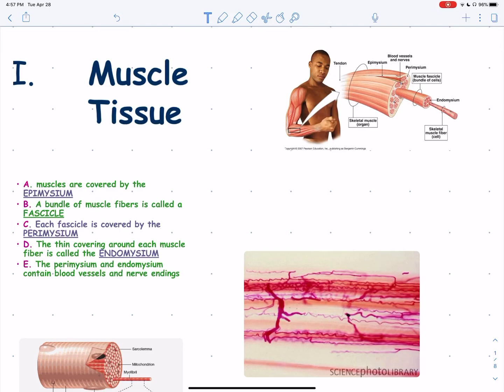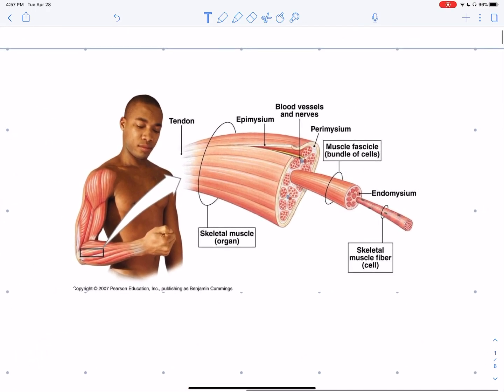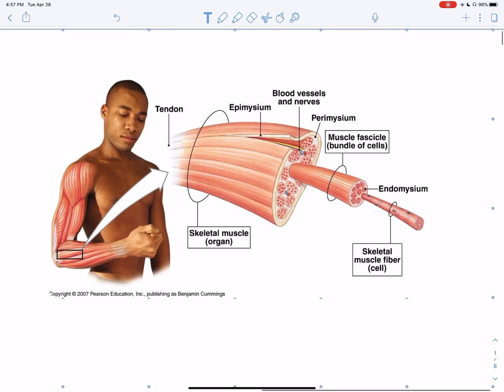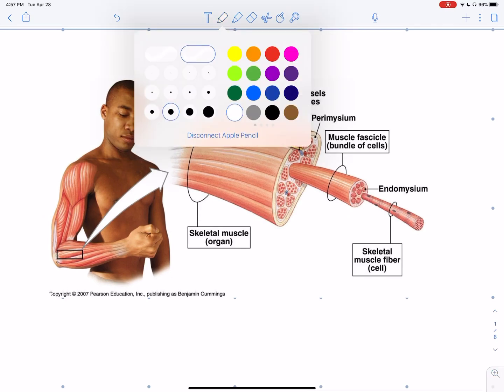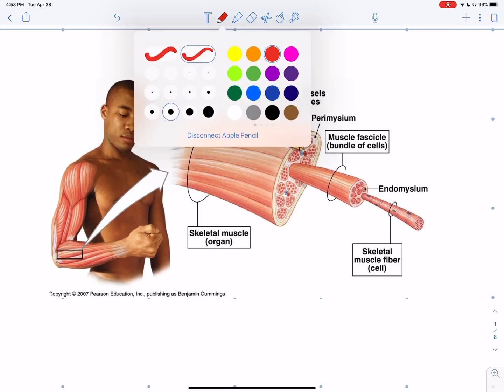Hello everyone. This video is going to explain the microscopic anatomy of muscle and muscle tissue. There are a number of things that you need to know, and we're going to start first with the structures themselves. So we have a skeletal muscle. At this point right here, we're looking at this skeletal muscle, which is known as the bicep, okay? And the bicep, of course, is on the front of your arm.